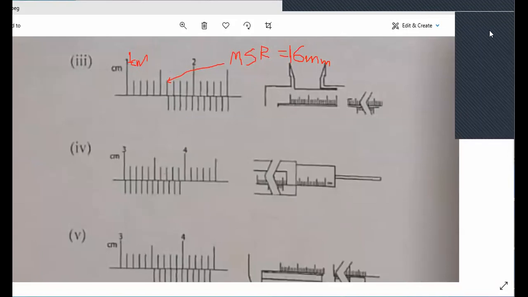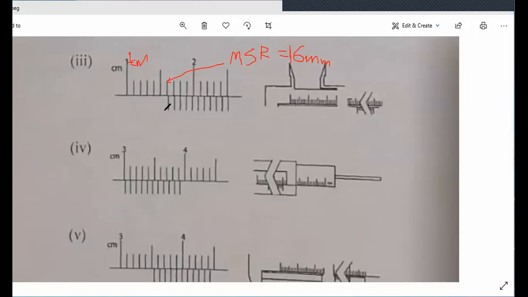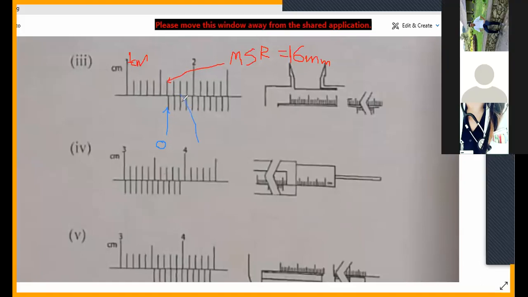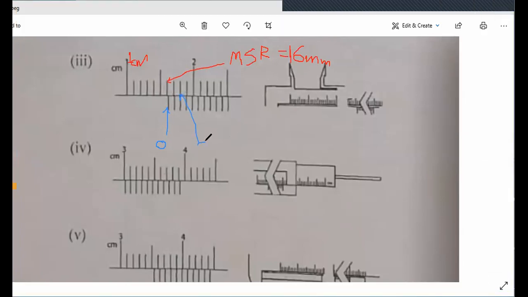Right. So what is the coincide vernier number here? This is vernier scale 0, right? That is the vernier scale 0 line. So what is the coincide vernier number here? 2. So here also, this is 1, this is 0, this is 2. So coincide vernier number is 2. Please write: the coincide vernier number is 2.